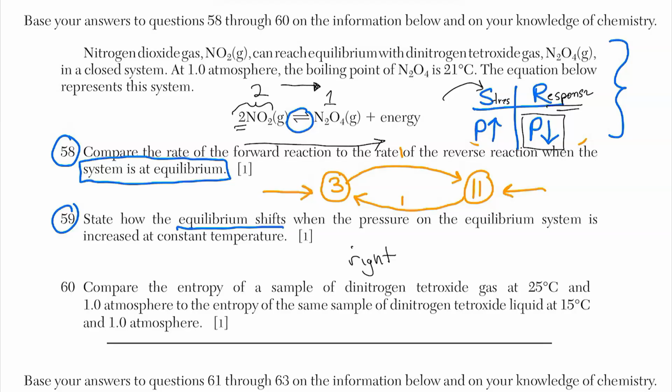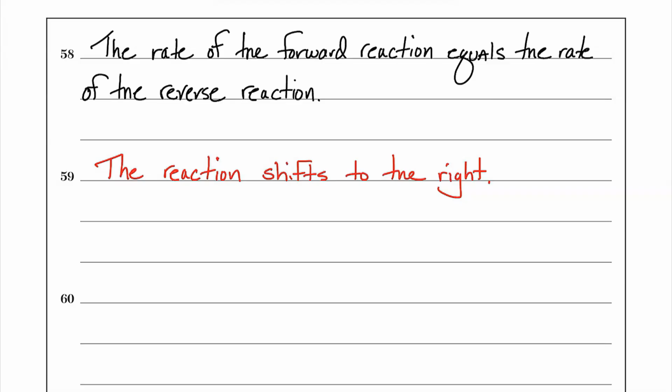All right, back to the booklet. It shifts to the right, or it shifts to the side with a few moles of gas, or it's going to favor the forward. Favoring the forward means the forward is now going faster. Shifting to the right means that we are now going faster in the forward direction. All right, so a little Le Chatelier's problem there.